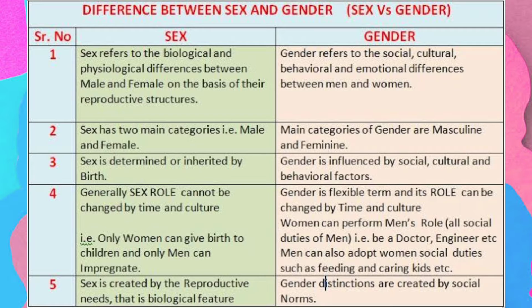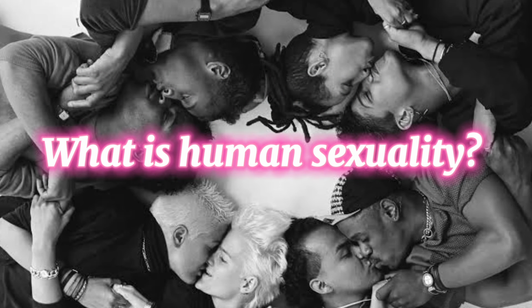Generally, sex roles cannot be changed by time and culture. For example, only women can give birth to children and only men can impregnate, while gender is a flexible term and its roles can be changed by time and culture. Women can perform men's roles, for example being a doctor, engineer, etc. Men can also adopt women's social duties such as feeding and caring for kids, etc. So sex is created by the reproductive needs, that is a biological feature, while gender distinctions are created by social norms.